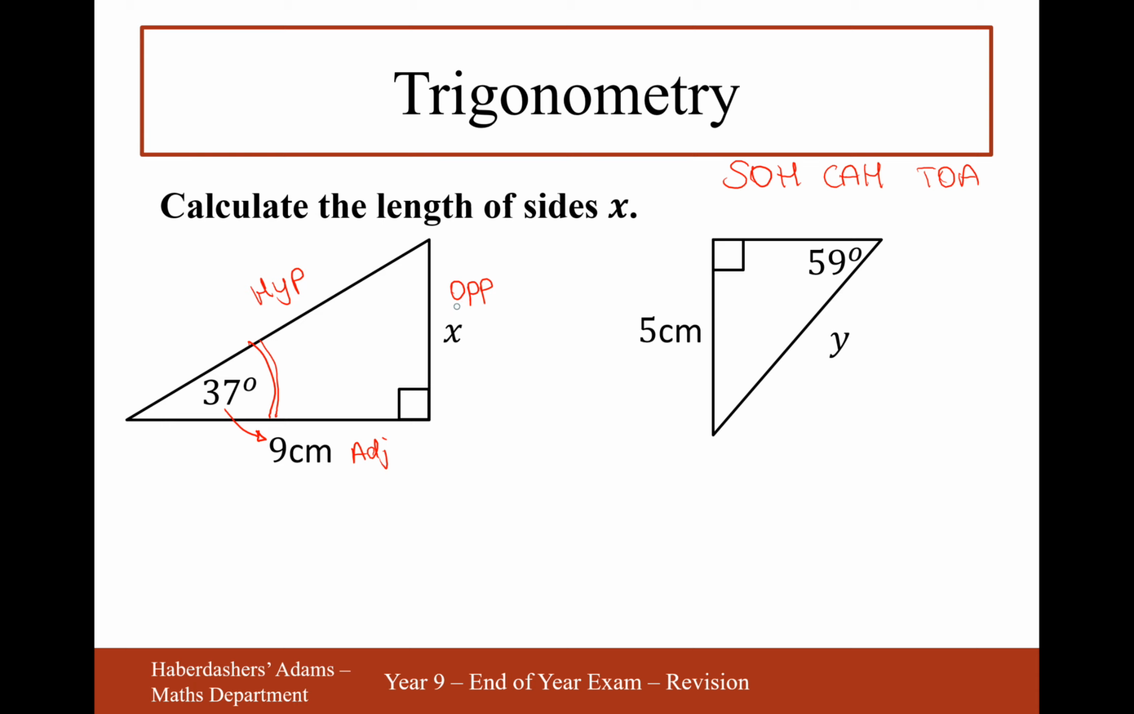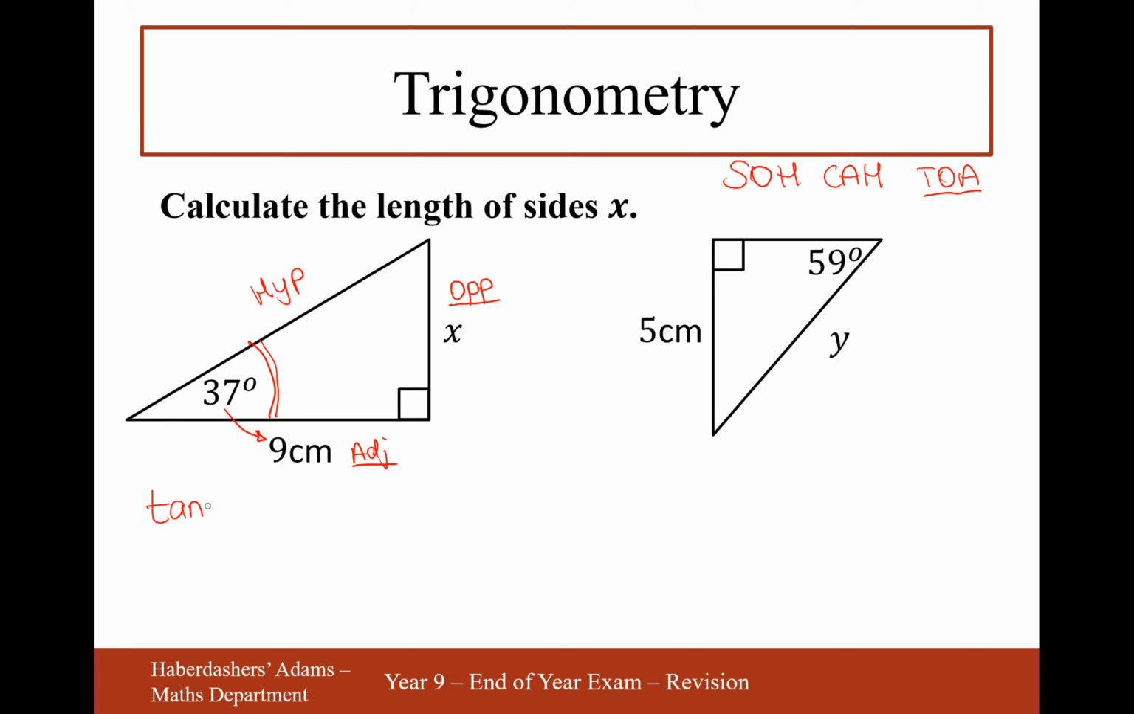So what do we have here? We have an opposite side, and we have an adjacent side. So we have O and A. So let's look through SOHCAHTOA, and it's TOA that has both O and A in the little acronym. So we're going to be using T in this question, T for tan.